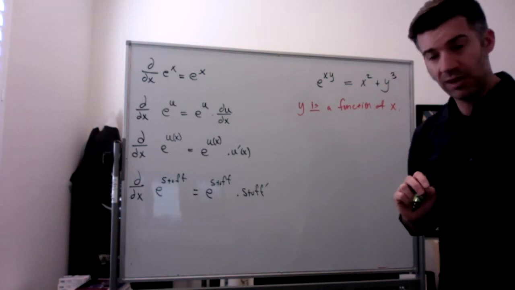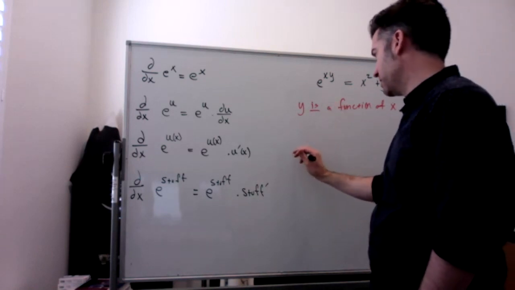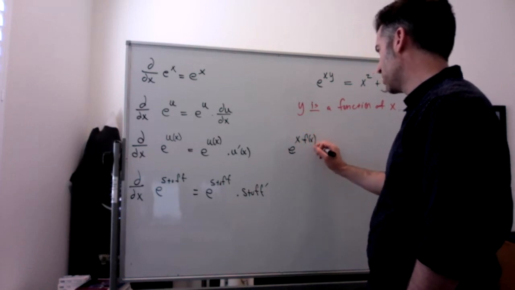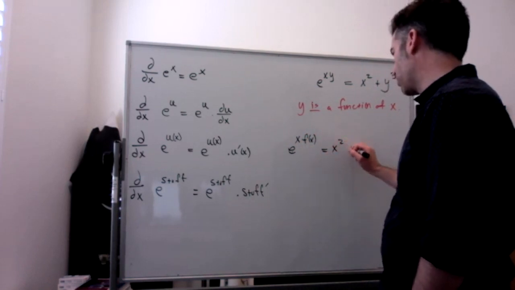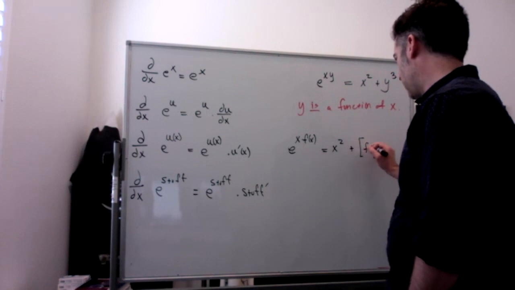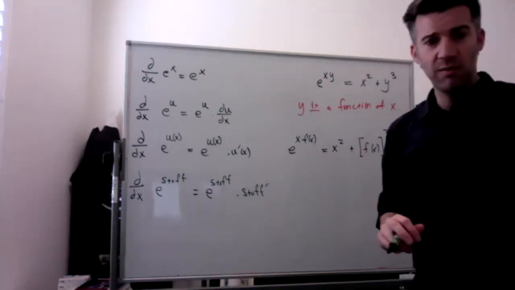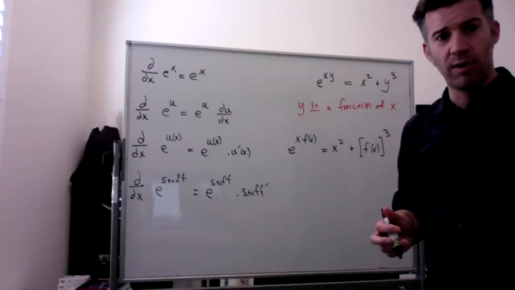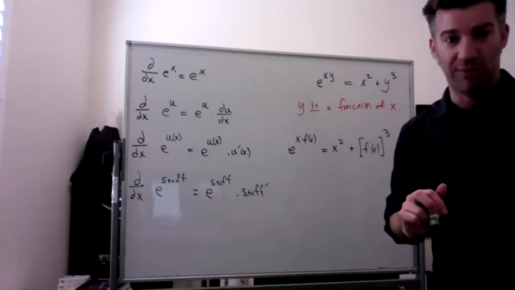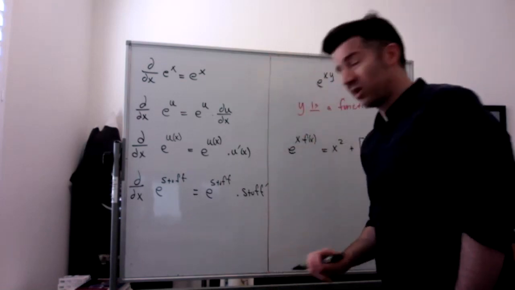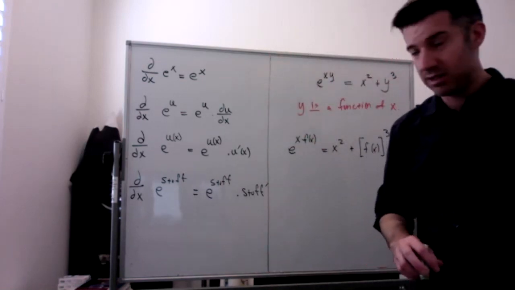Just for fun, I'm going to rewrite this as e to the x times f of x equals x squared plus f of x cubed. Just to make it super clear, no bones about it, we know that y is a function of x. So now we're going to differentiate both sides.